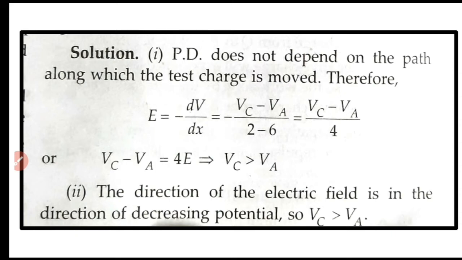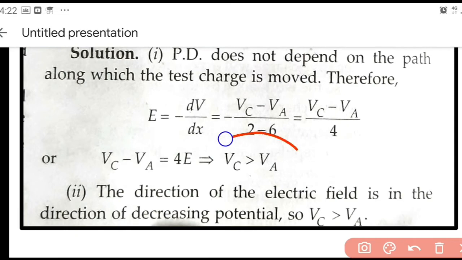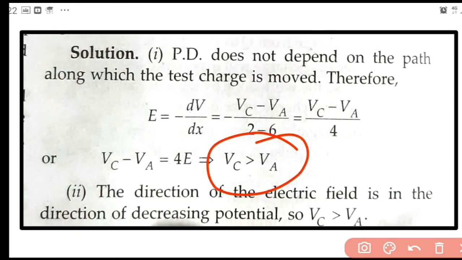Here the electric field is not given, so it is 4 times E. What does it mean? Vc is greater than Va. If Vc minus Va is equal to 4E, then Vc is greater than Va. So which is at higher potential? C. The point C is at the higher potential.